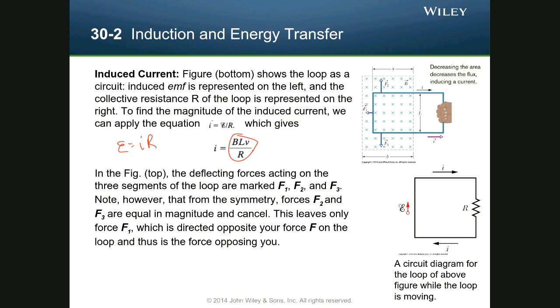All right, and we can see in the circuit how this all goes. Again, we pointed out that those up and down F2 and F3 forces will cancel, and that the force that you pull with will have to be equal and opposite to F1, right? That'll be an opposing force, which will oppose how much you pull.